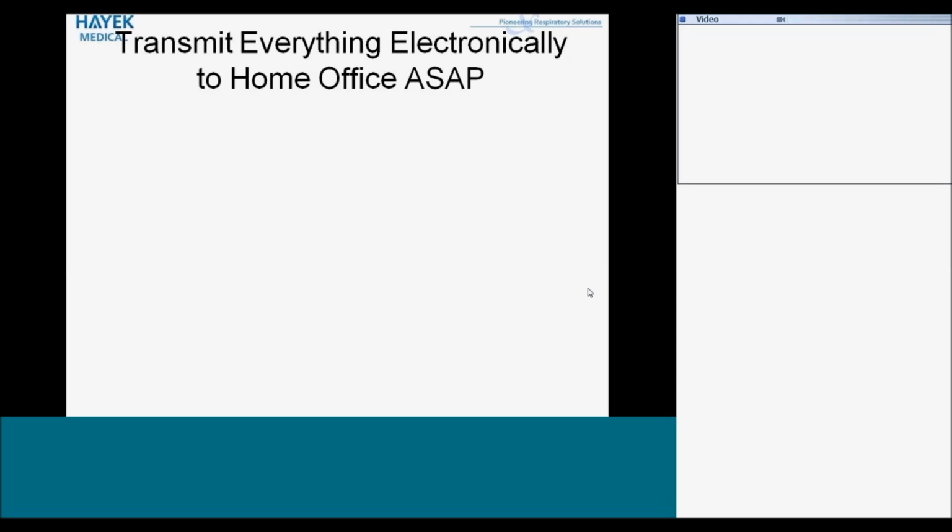Okay, so once you've got all the documentation completed, then you want to transmit everything electronically to the home office the very next day, if at all possible, no later than that. The sooner we get this in, the more quickly we can process everything and get it into the patient record. So transmit as soon as possible to home office. It can be sent in by email from a scanner, or it can be sent in by fax, whatever you have available, but we want to get that in as soon as possible. And that completes the setup.